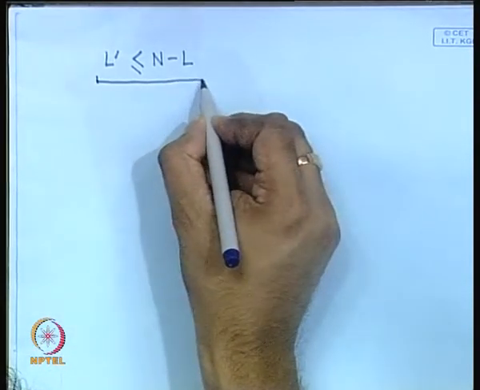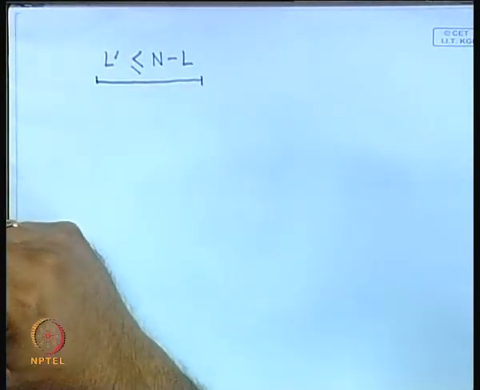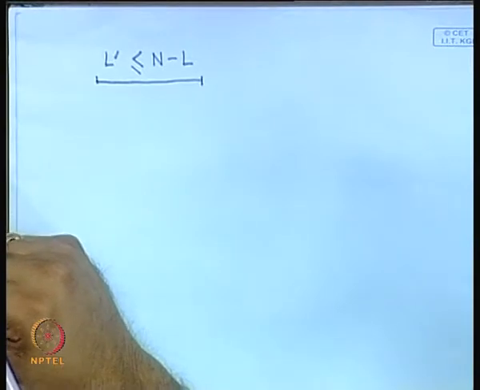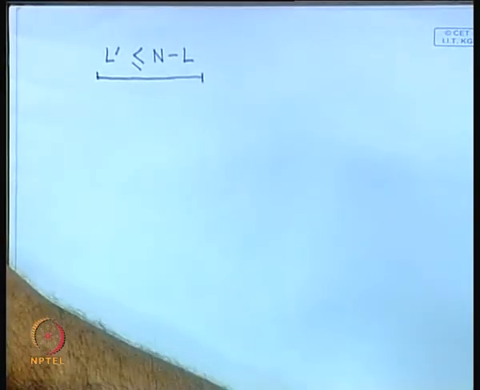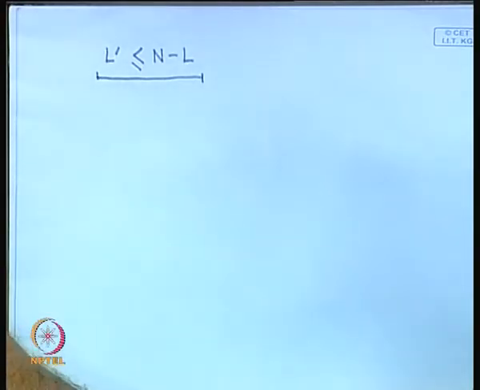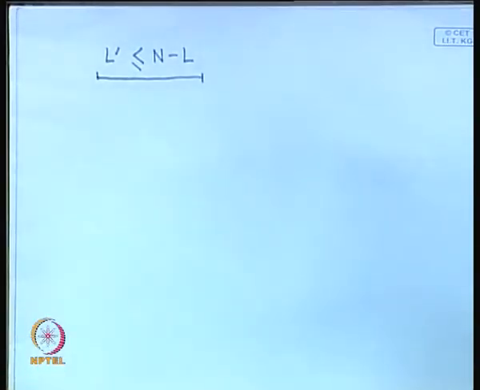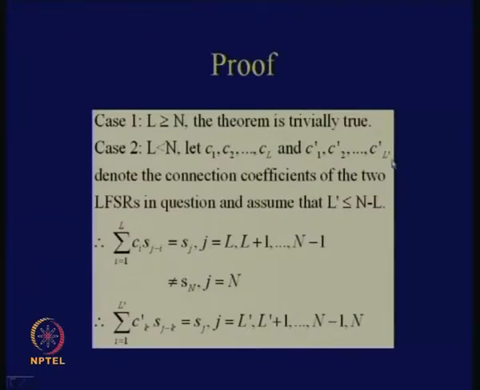And what we will see is that if this is true, then we end up with something which is wrong, that is we are violating the initial starting point. So what are the starting points? This is what I have said already, case 1, that is L greater than or equal to n, the theorem is trivially true. For case 2, let us consider two LFSRs. The two LFSRs have, for example, C1 to CL and C1 dash to CL dash.